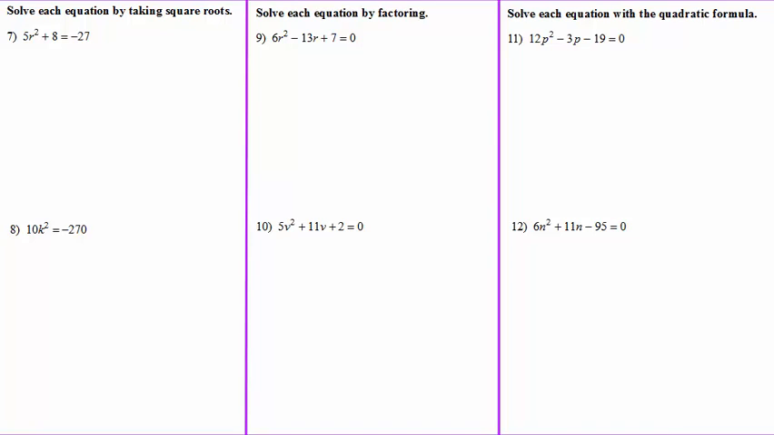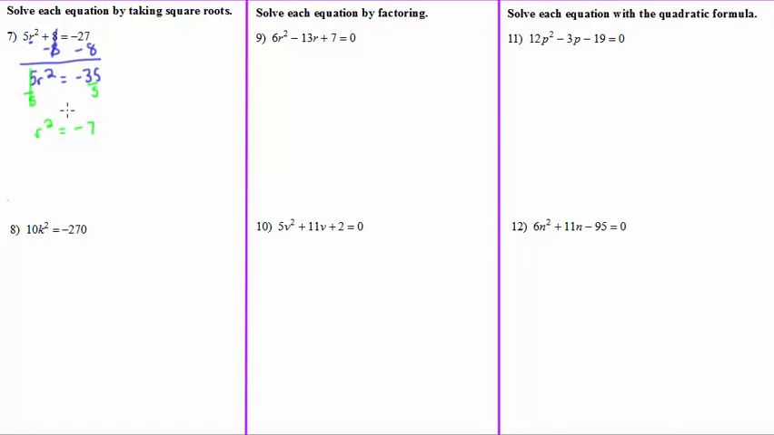Okay, so we've got solving by a whole bunch of different methods here, starting with taking square roots, which is really easy as long as you remember what it is you're supposed to do. We're going to try to get r by itself, which means I need to subtract 8 from both sides. So I have 5r squared equals negative 27 minus 8, which is negative 35. Then I would continue to solve for r, which means divide both sides by 5. Get r squared equals negative 7.